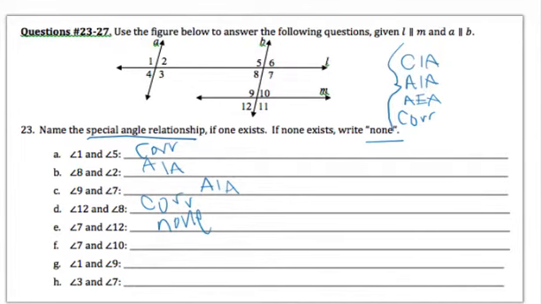7 and 10. 7 and 10 are consecutive interior. 1 and 9, they're not even on the same transversal, so that's definitely a none. And 3 and 7 are corresponding. So we gotta look at 3 and 7 here. Can't look at this because it's not even on the same thing, but this is in the bottom right, 3 is bottom right, so that's corresponding.